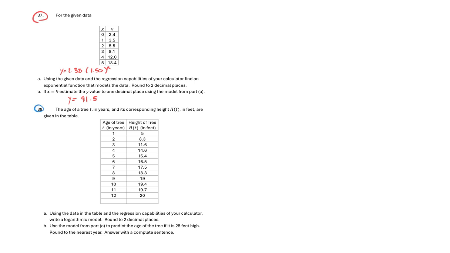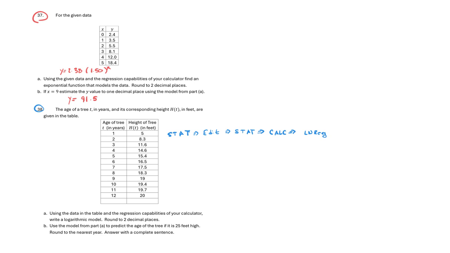Okay, 38. The age of a tree t in years and its corresponding height in feet are given in the table. Use the data in the table and the regression capabilities of a calculator to write a logarithmic model. So we're going to go ahead and do the same process as last time. You're going to press stat, and then press edit. Then you're going to enter your data, and then press stat, and move over to calculate. And then find LnReg. So this is a logarithmic regression.